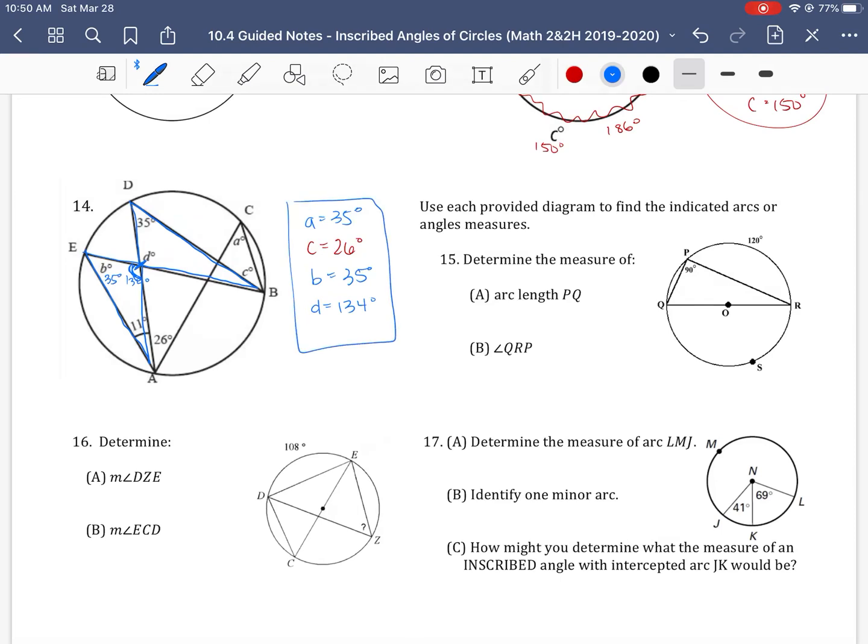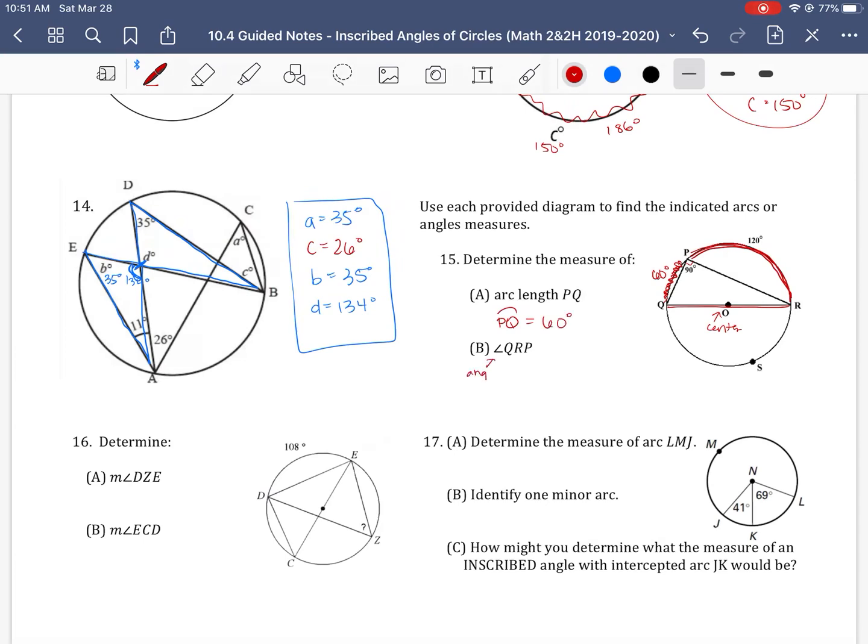Okay. All right, lastly, a few of these questions that'll look similar on your quiz. So this says use each provided diagram to find the indicated arcs or angle measures. So on this first one, determine the measure of arc length PQ. So PQ, and I'm going to highlight it so that we know where it's at, is this guy right here. Now again, we know this angle is 90 degrees. Remember, we know this is 120, and this is a diameter because it's going through the center right there. So that means that PQ right here, if this is 120 and this whole thing has to make a semicircle, this would have to then be whatever 180 minus 120 is, which is 60 degrees. So if we're talking about arc length PQ, that's 60 degrees.